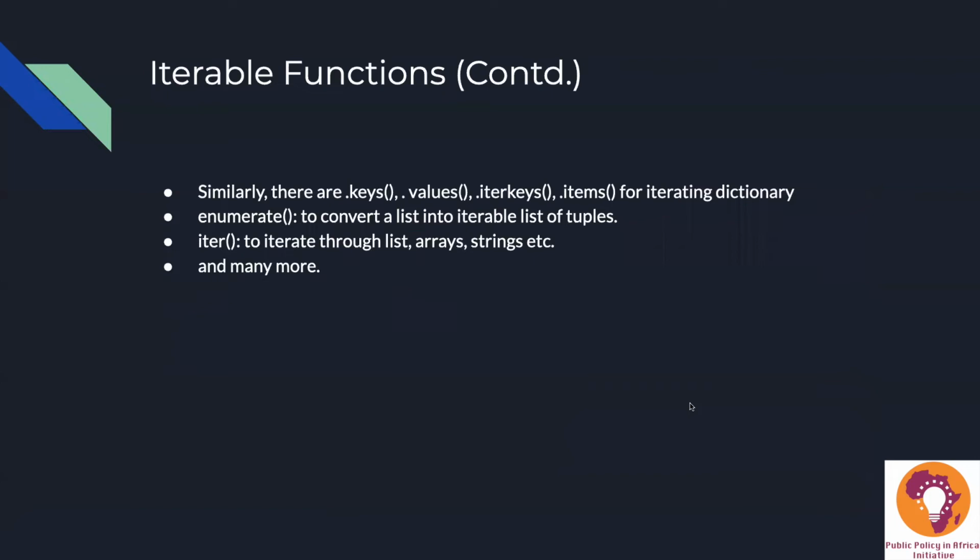So iterable functions continued. Similarly, there are .keys, .values, .iterkeys, .items for iterating dictionaries. In the past, when we went over dictionaries, recall that there are these methods that we can call on our dictionaries. You can call the .keys method on it, or the .values method, or the .iterkeys, or the .items method. If we call the keys method on a dictionary, this would return an iterable list essentially of all the keys in the dictionary.